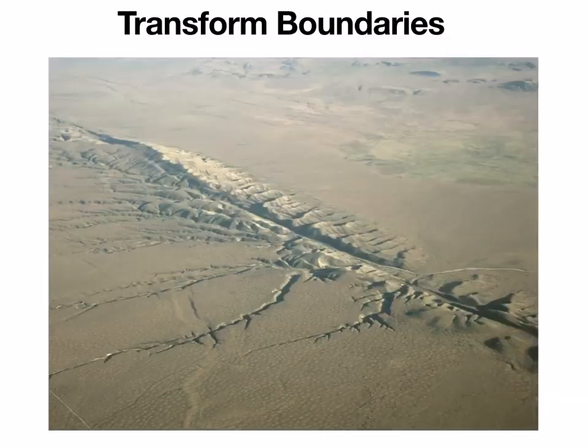This is an example of a place on Earth where you can actually see a transform boundary at the surface. This is known as the San Andreas Fault, and it's found in California. It's responsible for the big earthquake risk of cities like San Francisco and LA.